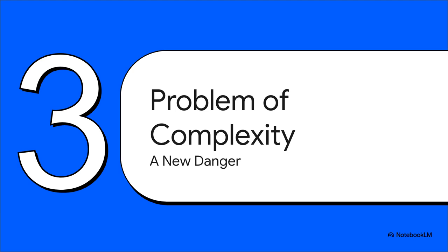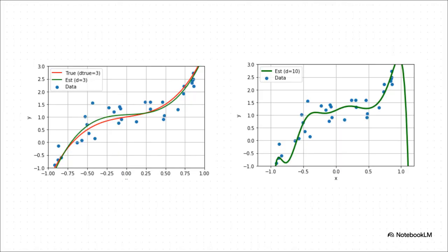This is where we run into the problem of complexity. Just take a look at these two graphs. On the left, you see that green line? It does a pretty good job of capturing the general vibe of the data. That's a good fit. But now look at the one on the right. That line is going crazy, wiggling all over the place just to hit every single dot. It hasn't learned the pattern at all. It's just memorized the random noise. And that is a classic case of what we call overfitting.